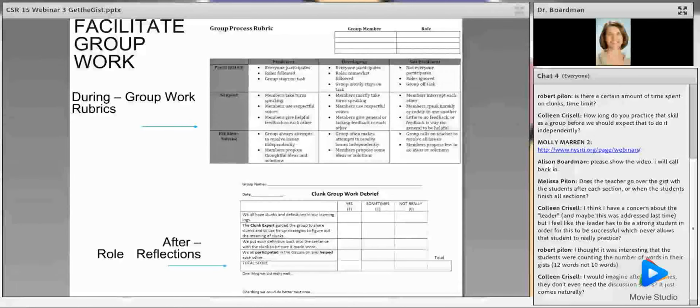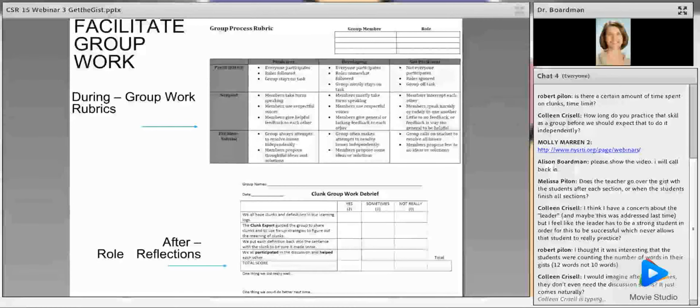So we all have clunks and definitions in our learning logs. The CLUNK expert guided the group to share the clunks. We put the definition back in the sentence, and they can say, yeah, we did that every time. We did it sometimes. We didn't really do it today. And then on the bottom is a group process reflection. Overall, one thing we did really well today, and one thing we could do better next time.